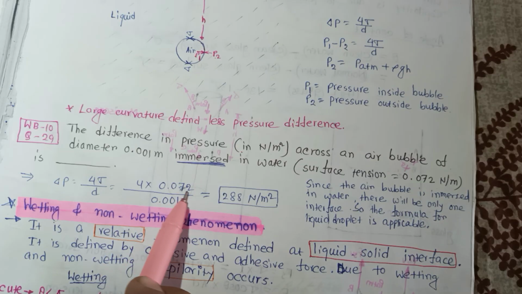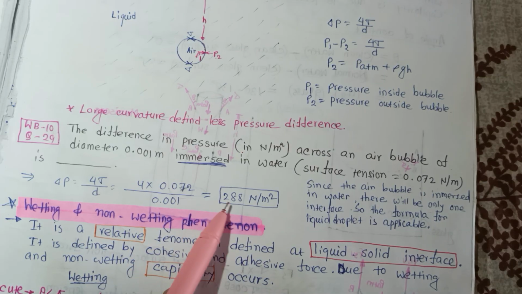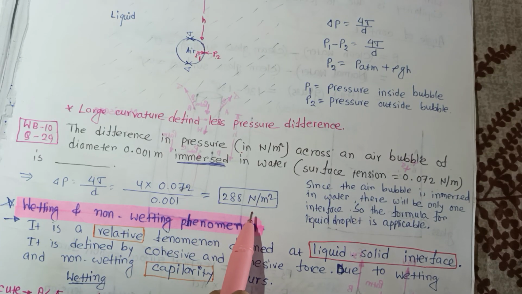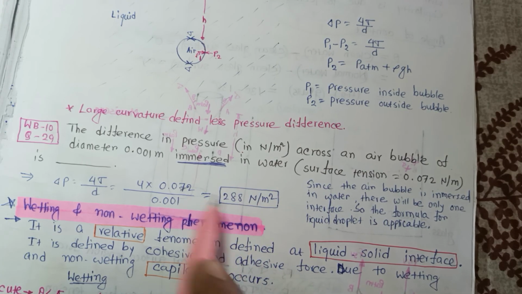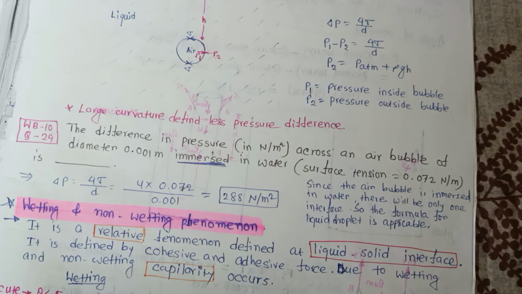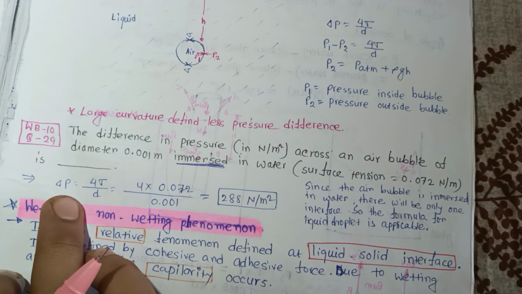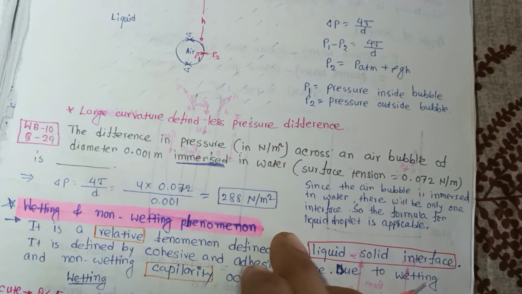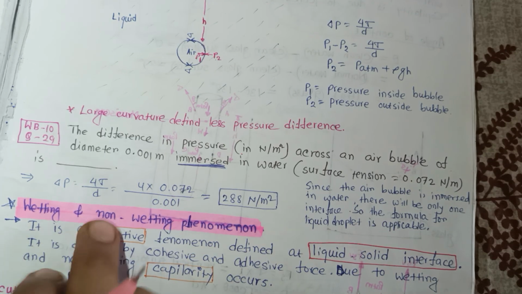Sigma is given, 0.072, divided by the diameter, which is 0.001 meter. So that is equal to 288 Newton per meter square. This is a very important question, remember this. And why this formula is applied is also very important. This type of question is asked in GATE, ESE, SSC JE exams and other competitive exams. Very easy question: 4 sigma by d, 2 sigma by d, 8 sigma by d.